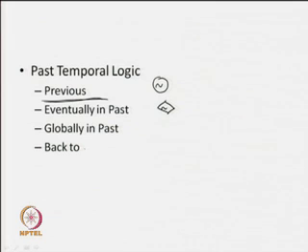Similarly, we have globally in past. Again it is the same symbol, the box used for the globally operator. Inside this box we put the tilde, and we say that this is the globally in past operator. And back to corresponds to the until operator, and it is represented by this particular symbol. So now we can reason about the past behavior of the system also. In that case we have to look at past temporal logic. Like future temporal logic, we have these 4 operators: previous, eventually in past, globally in past, and back to.